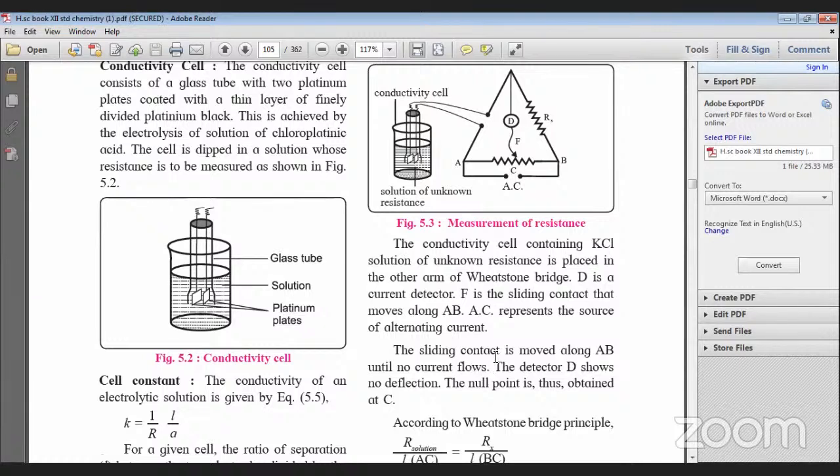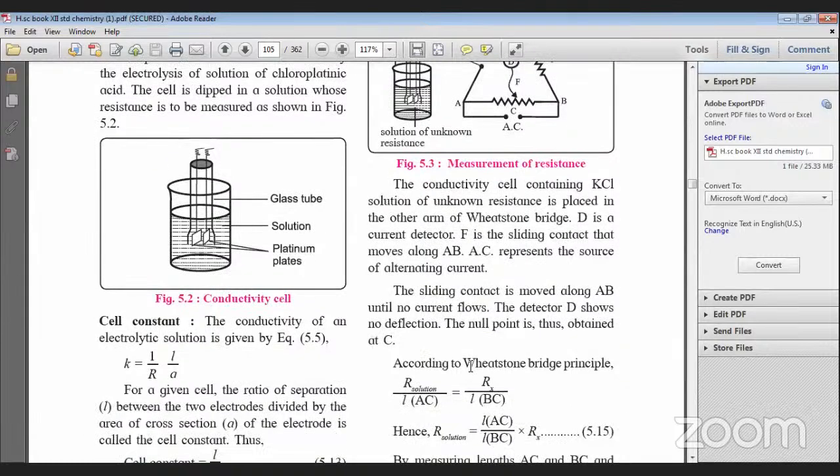The sliding contact is moved along AB, as you can see in the figure, until no current flows. The detector D shows no deflection. If current is not flowing, our detector won't show us any deflection, and the null point is thus obtained at C. So we have to search for the null point according to the Wheatstone bridge.